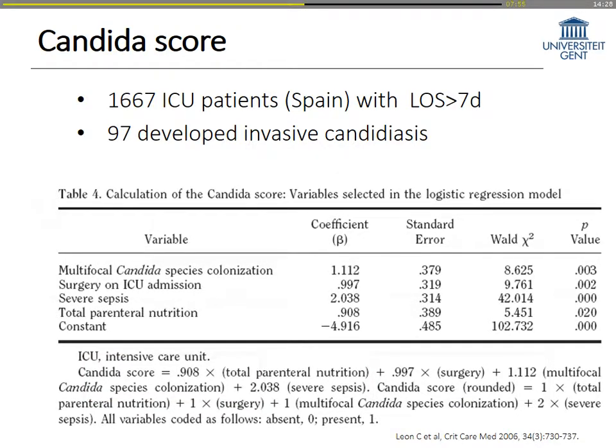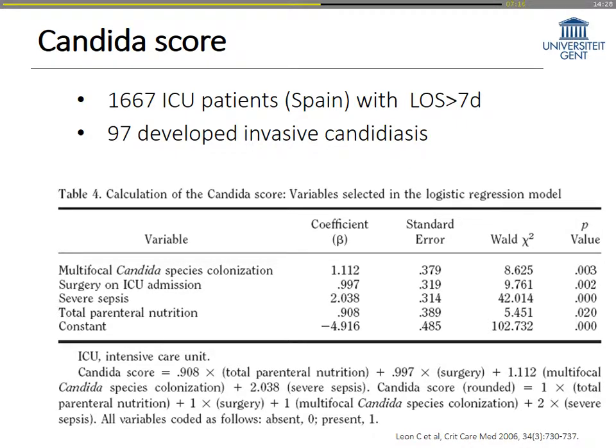Another approach was taken by these investigators from Spain. They looked at more than 1,600 ICU patients who stayed in the ICU for 7 days or longer. And of these 1,600 patients, about 100 developed invasive candidiasis. And they looked for factors that were associated with this invasive candidiasis. Of course, there's some selection bias here. So they only looked at patients who had been in the ICU for 7 days or longer. And it's not so easy to predict this, of course, at the very start. I'll come back in a minute to why this may be important.